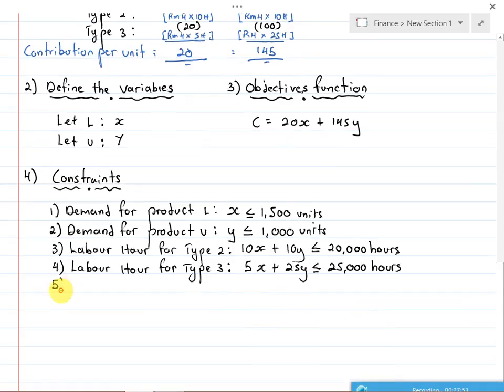Number 5. Now 1 until 4 is your problem. We already did the constraints. Number 5, you have to put it in. It's called what? Non-negativity, which we call as x and y. It's not equal to 0. It's more than or equal to 0.